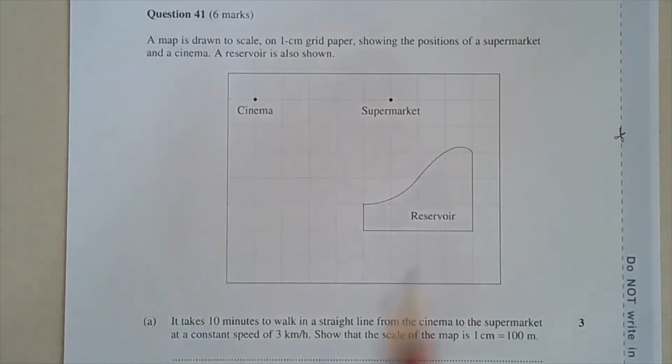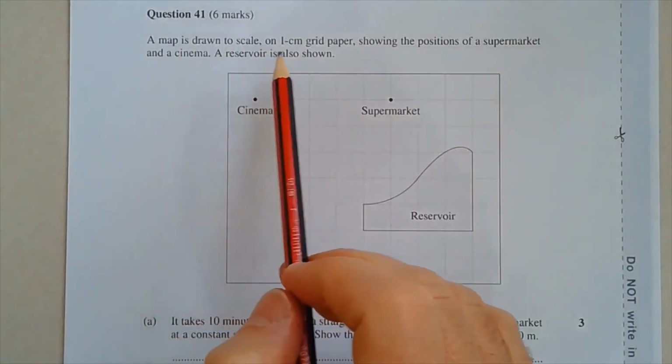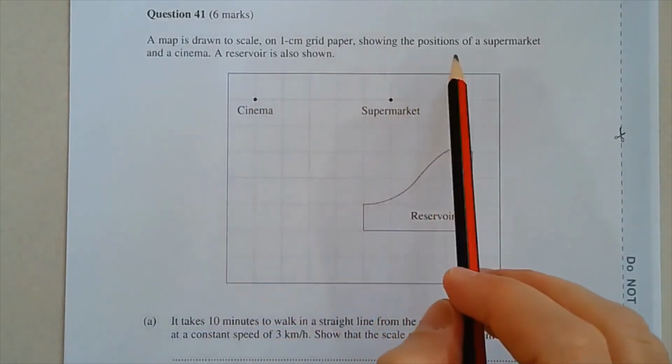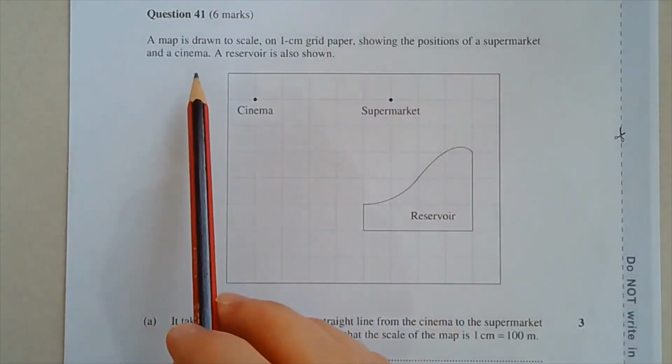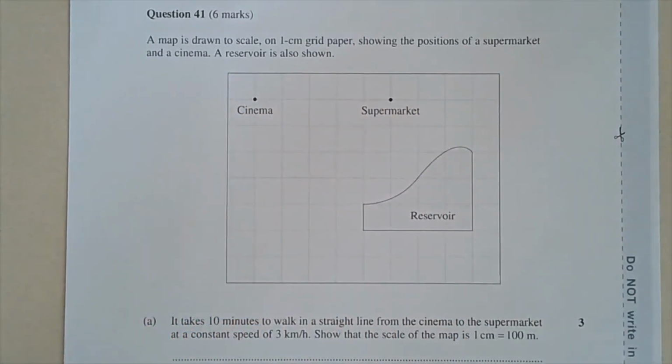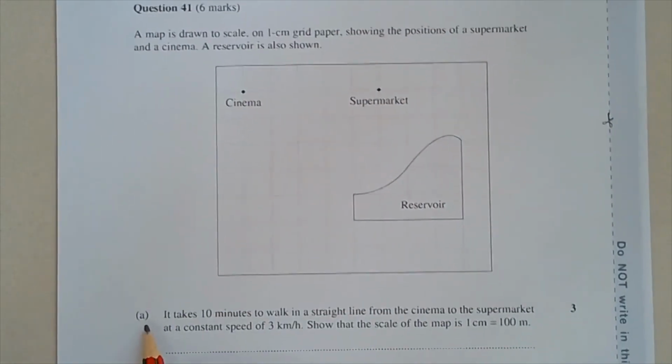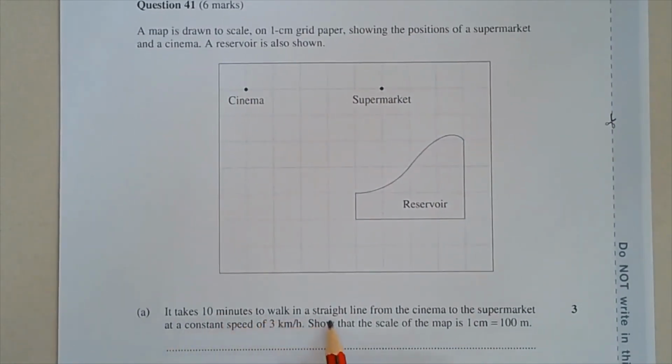Question 41. A map is drawn to scale on 1 centimetre grid paper, showing the positions of a supermarket and a cinema. A reservoir is also shown. Part A. It takes 10 minutes to walk in a straight line from the cinema to the supermarket at a constant speed of 3 kilometres per hour. Show that the scale of the map is 1 centimetre equals 100 metres.